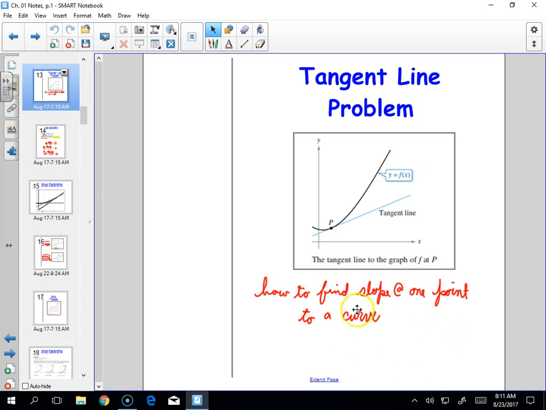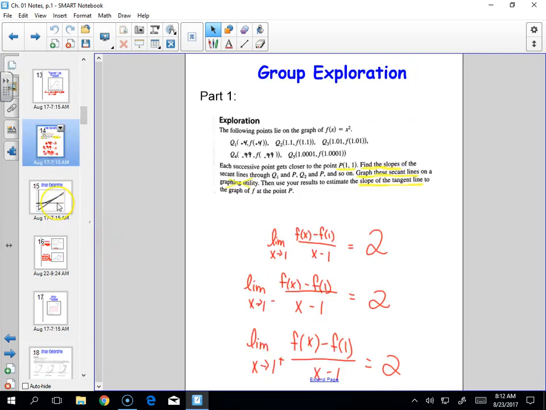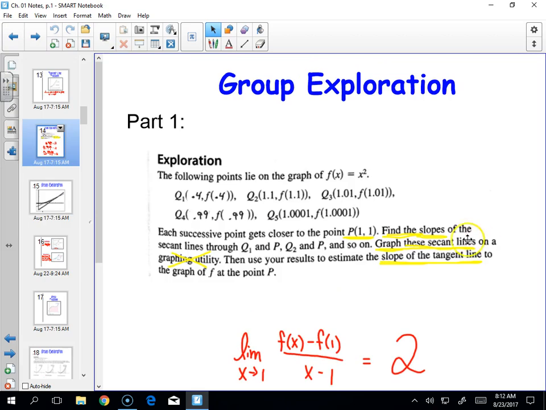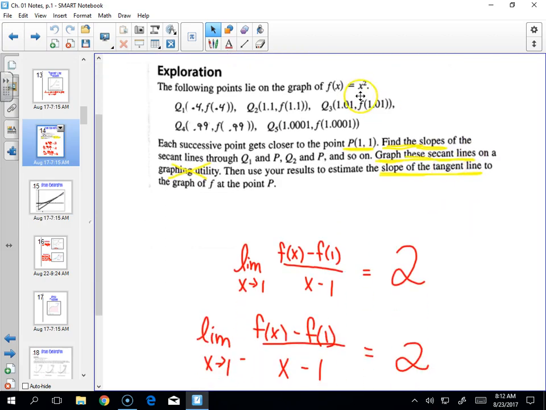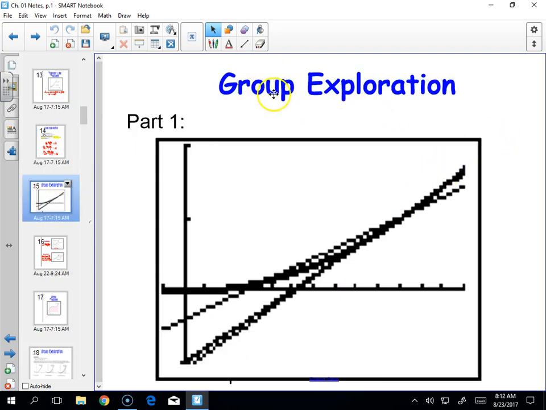Another way of looking at it. But tangent line problem, once again, this is one of the foundational problems of calculus. It can be applied in so many different fields, so many different types of problems and situations. But we talked about that yesterday with our group exploration. We were trying to zero in on, what was our point of tangency yesterday? Oh, 1, 1, right? So our point of tangency was 1, 1. So we were trying to zero in on 1, 1.